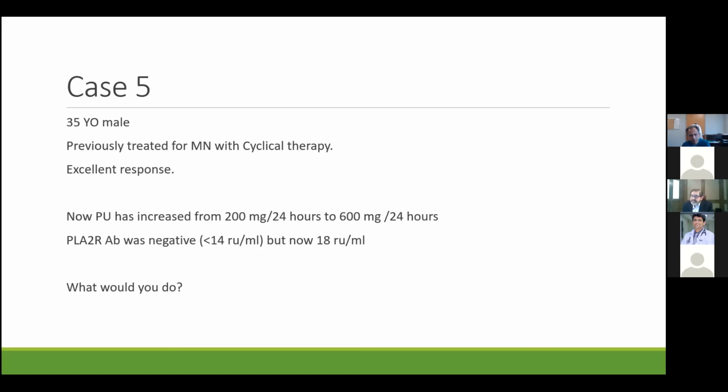Very good. I think that's exactly right, Dr. Aurangzeb. That's what I would recommend doing. Maybe follow his protein creatinine ratio every 1 to 2 months, check another PLA2R antibody level in 2 or 3 months. And if you find velocity in the PLA2R, so the next time it's 40 or 50, and the proteinuria is beginning to come up to 1 to 2 grams or something like that, then that would be a time to treat. And how would you treat it at that point?